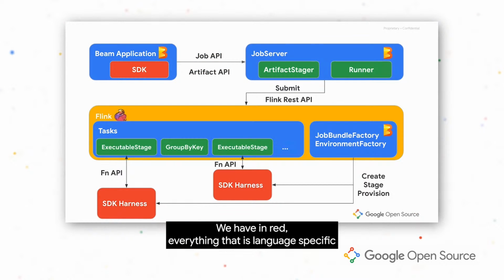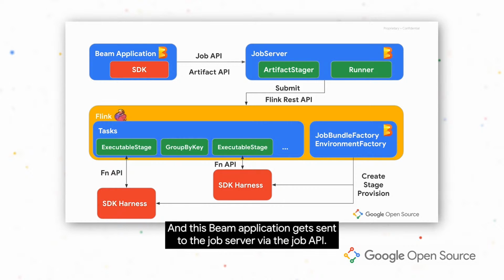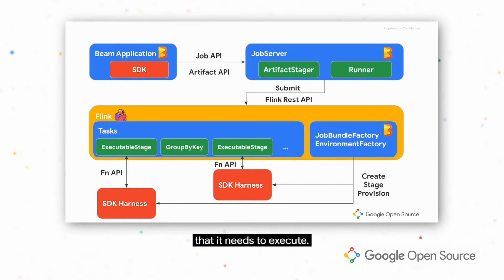We have in red everything that is language specific, and in green everything that is language agnostic. We have our Beam application in whatever SDK we want, and this Beam application gets sent to the job server via the Job API. Then this gets sent to our runner using the Runner API. In this case, we're using Flink as an example, but of course the same applies for Dataflow or for Spark. Flink, our runner, gets different tasks assigned that it needs to execute.